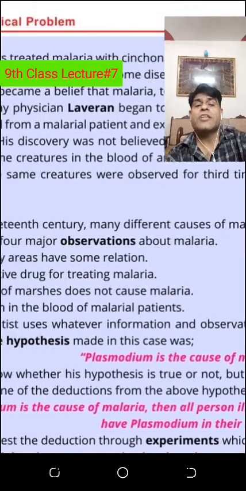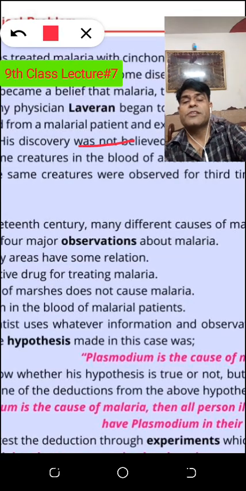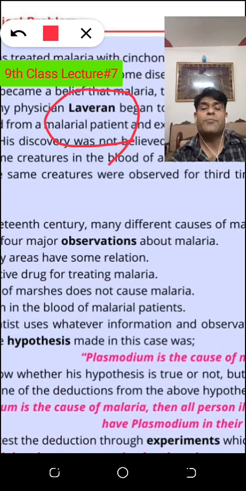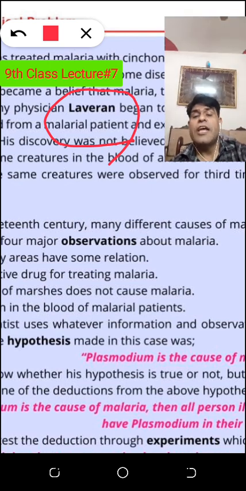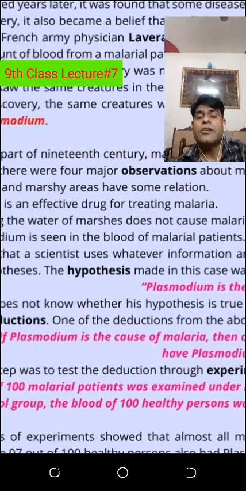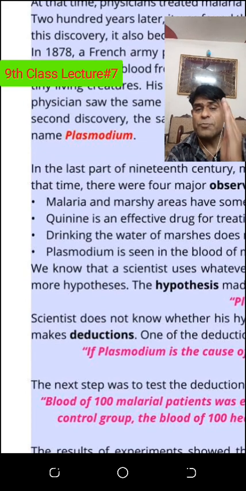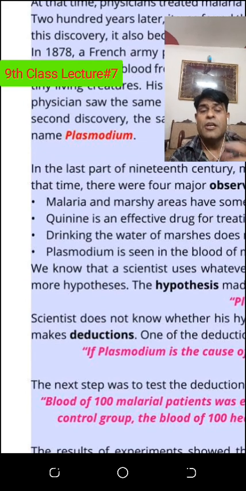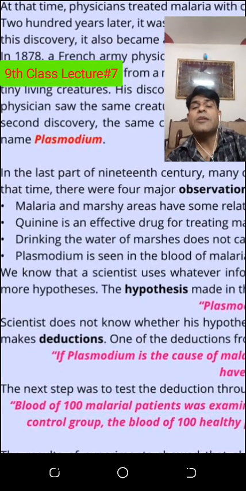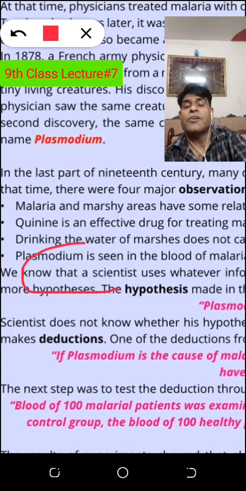Plasmodium, Laveran, now I have to identify it from your book as well, because if you study the book, Laveran discovered the plasmodium in the malarial patient first of all, and then he made many observations. Then, he did not make many observations. That was only one observation by Laveran, that the plasmodium is present. That was the quality observation we selected. Plasmodium seen in the blood of the malarial patient, one observation.